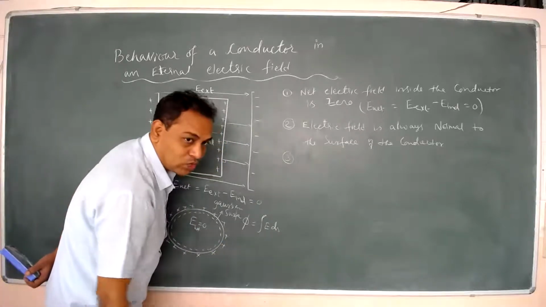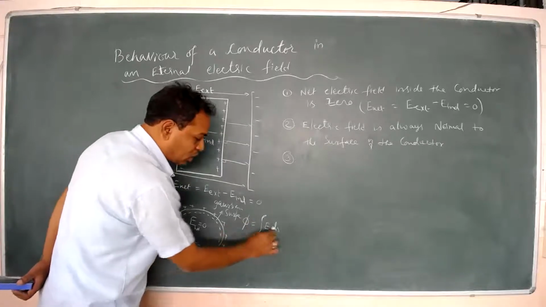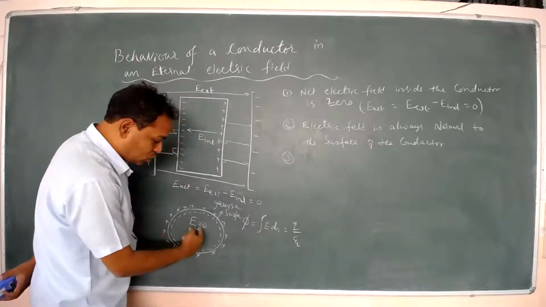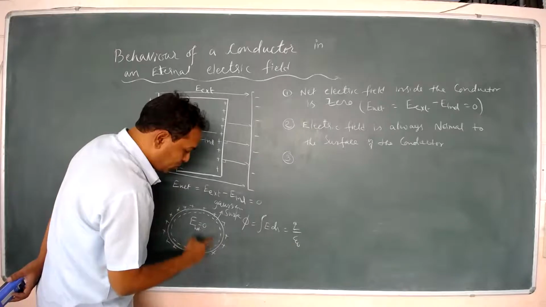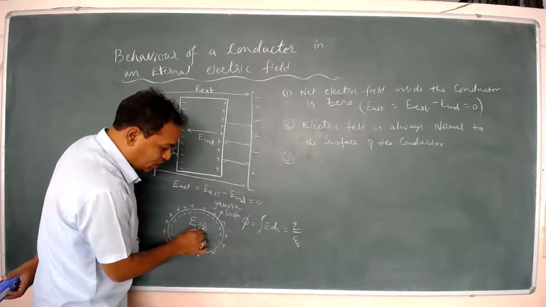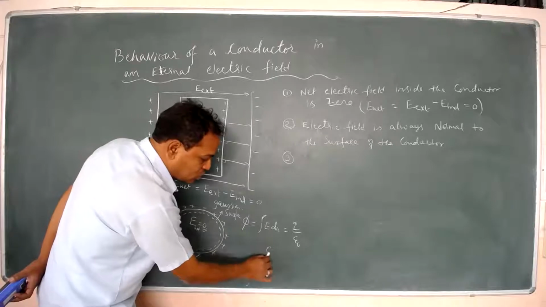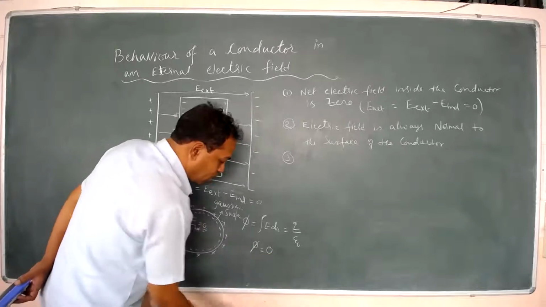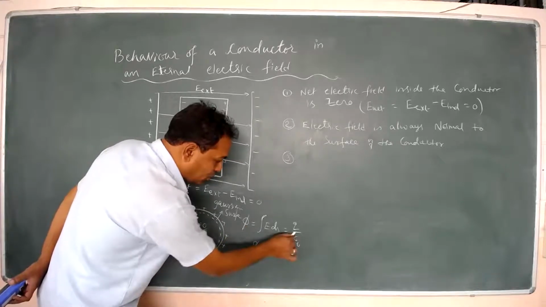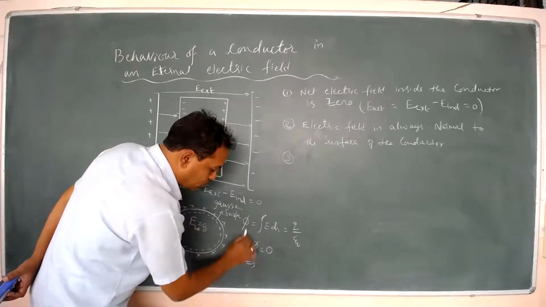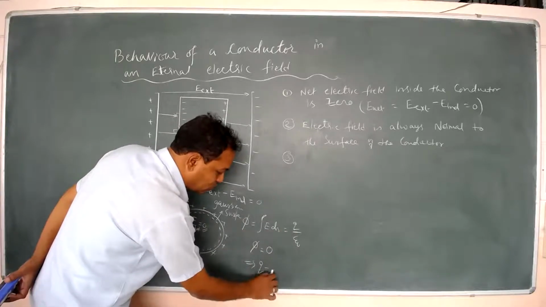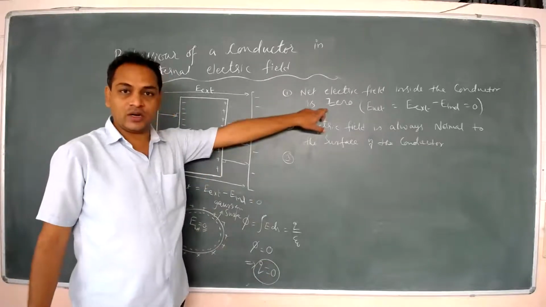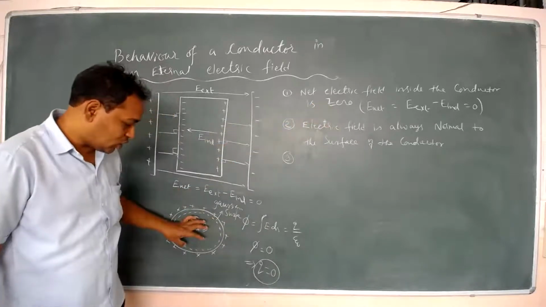And we also know that according to Gauss law, flux phi is also equal to charge by epsilon naught, that is, the charge enclosed divided by epsilon naught. As the net electric field inside is 0, this implies that the flux is also 0. If the flux is 0, then since these two are equal, we can say that the charge inside is also 0.